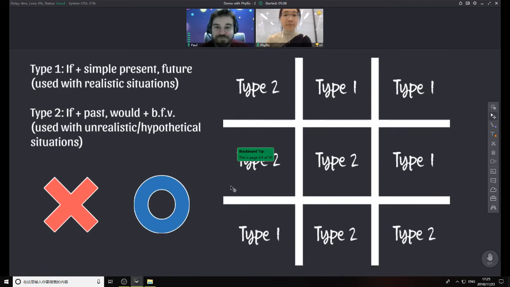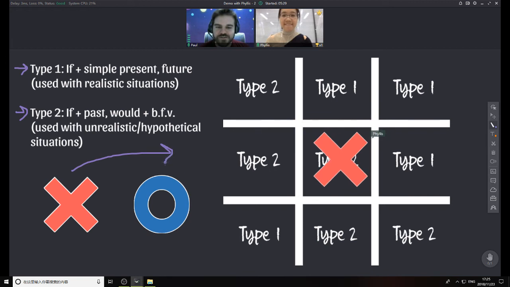So here's another example of a simple game you could play with the EDB file. This is just tic-tac-toe. We have a little reminder here of what type 1 and type 2 conditionals are. So, Phyllis, if you are X and you want to go first, you can go ahead and move an X over. Very good. So this is over a type 2.